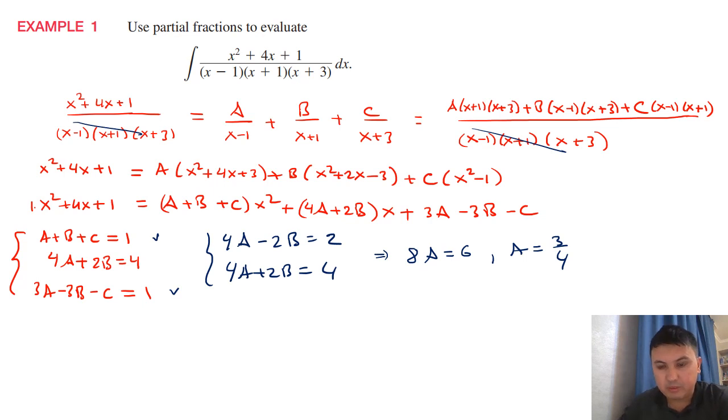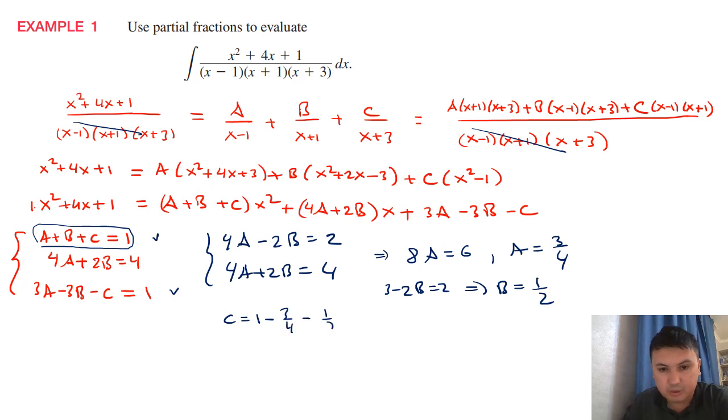Now, once you have A, you can use, for example, 4A minus 2B equal to 2 to solve for B. So 4 times A is 3, so 3 minus 2B is equal to 2 gives B equal to 1 over 2. And for C, you can use, for example, the first equation. I know A, I know B, so I can find C. So C is going to be 1 minus A, which is 3 over 4, minus B, which is 1 over 2. So I can bring it to the common denominator 4. It's going to be (4 minus 3 minus 2) over 4, which is minus 1 over 4.